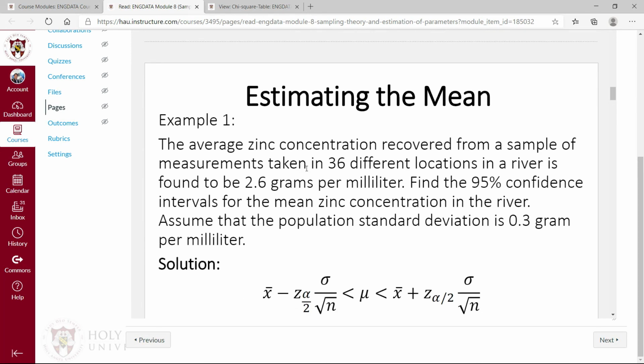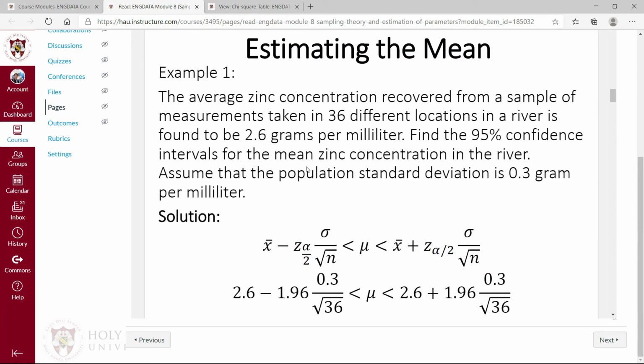So let's try this example. The average zinc concentration recovered from a sample of measurements taken in 36 different locations in a river is found to be 2.6 grams per millimeter. Find the 95% confidence interval for the mean zinc concentration in the river. Assume that the population standard deviation is 0.3 gram per millimeter.